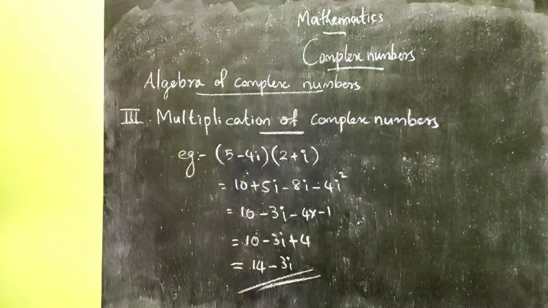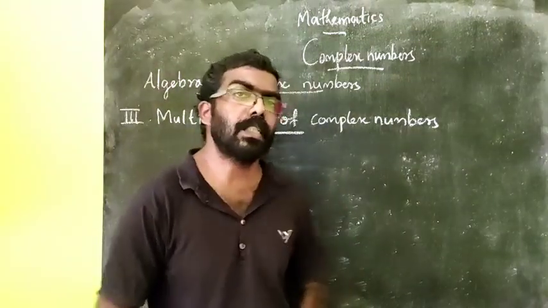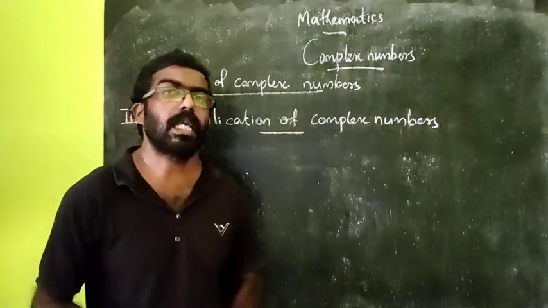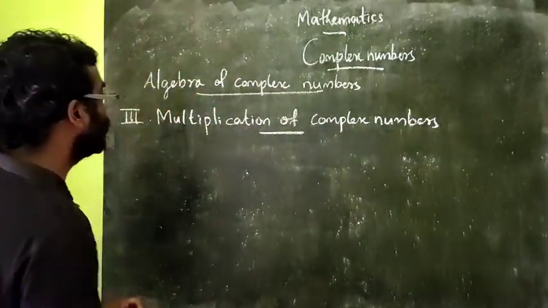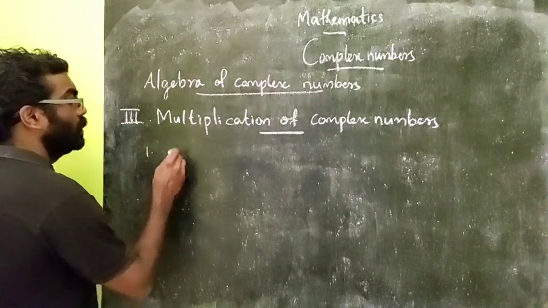Okay. Now we shall discuss the properties of multiplication. As in the case of addition, here also some properties are there. First one is the closure law.